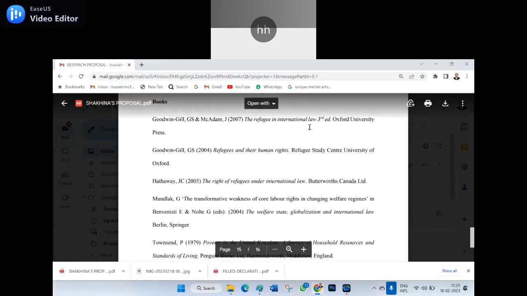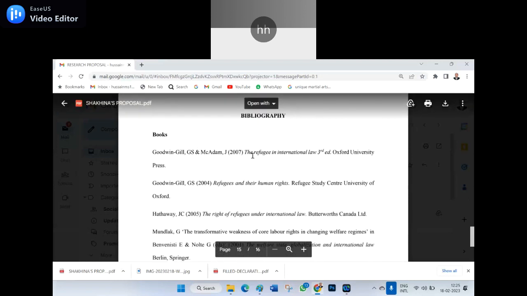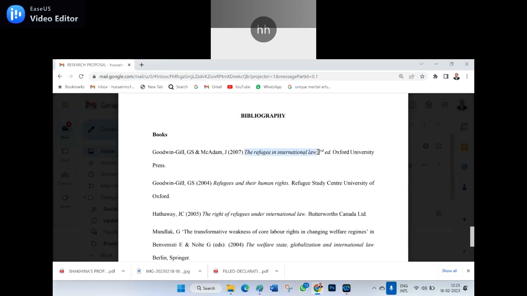And "Refugee International" is not followed at all. See here, as far as the title of the book is concerned, it should be in italics. The R in Refugee should be a capital letter. The "in" will not be capitalized because it is a preposition. In International Law, the I should be a capital letter in International, and the L in Law should be a capital letter. Then it ends with a full stop. Then third edition: that E should be a capital letter and the d should be a small letter.